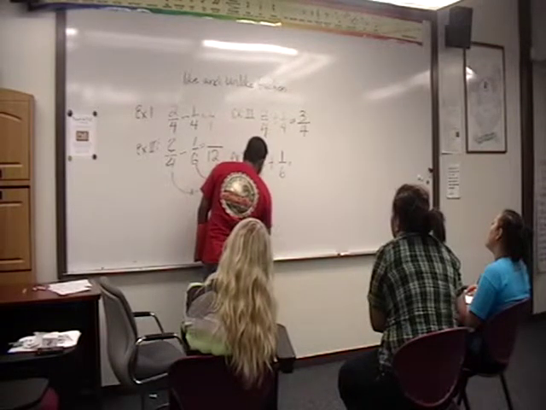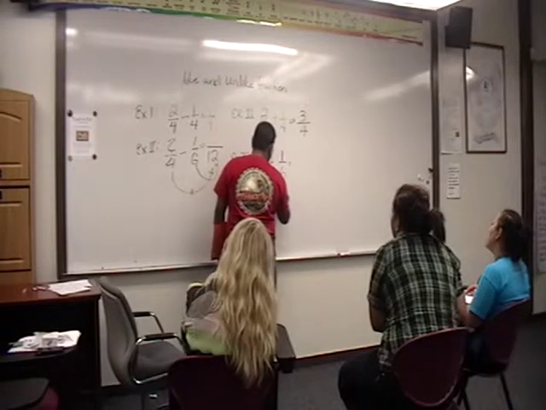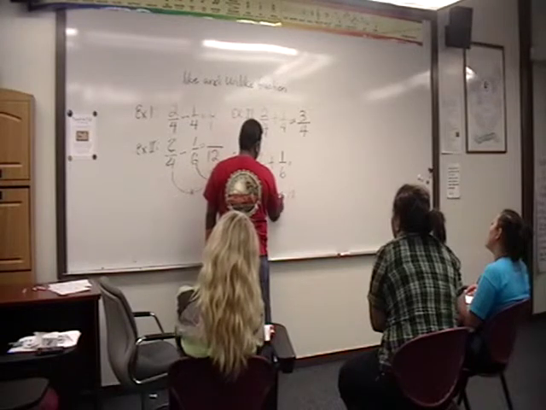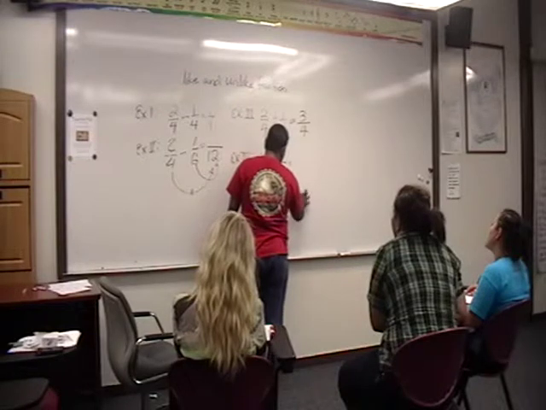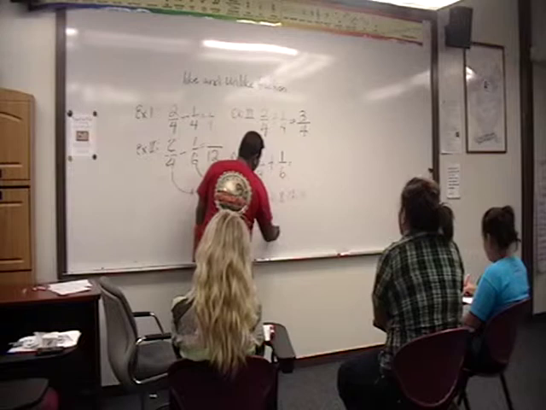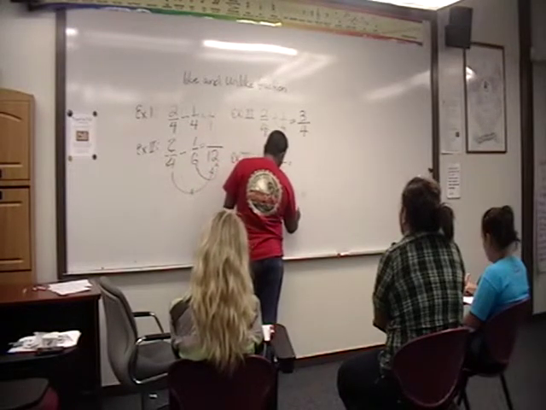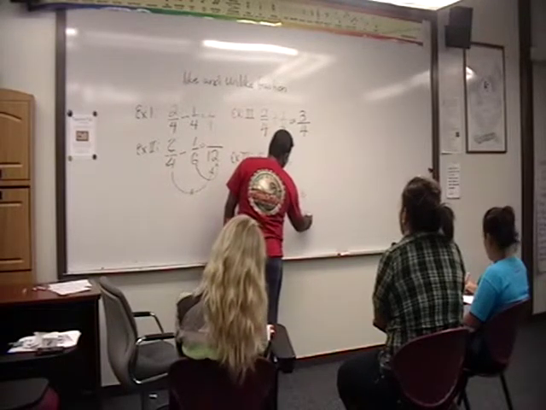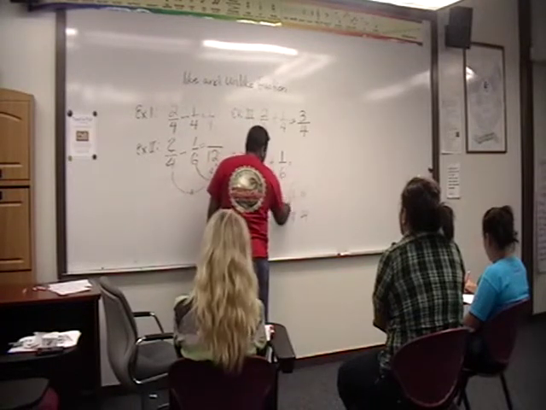Find the common multiple of 4 and 6. 4, 8, 12, because 4 times 1 is 4, 4 times 2 is 8, 4 times 3 is 12. These are multiples of 4. 6 times 1 is 6, 6 times 2 is 12, 6 times 3 is 18, 6 times 4 is 24. These are multiples of 6. The common multiple is 12.